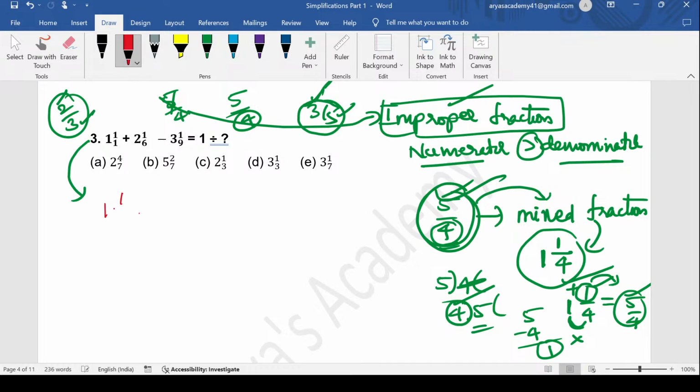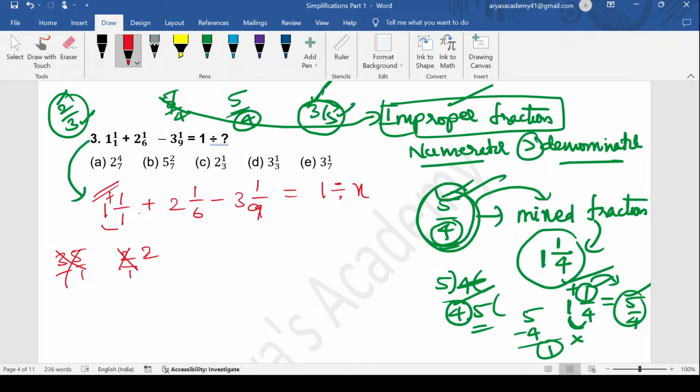So here it is given as 1 1 by 1 plus 2 1 by 6 minus 3 1 by 9 is equal to 1 divided by question mark. First we will solve this particular part. 1 ones are 1 plus 1, how much? 2. It becomes 2 by 1. 2 by 1 is useless because it is 2. Whatever the number, if you divide by 1, it gives the same number. If you divide 3 by 1, it becomes 3. If you divide 5 by 1, it becomes 5 only.